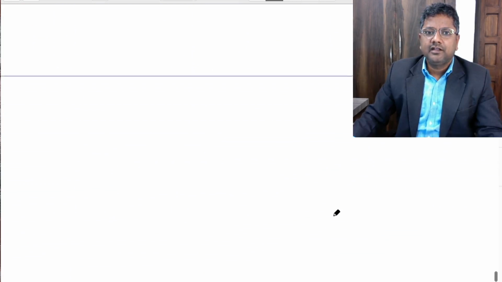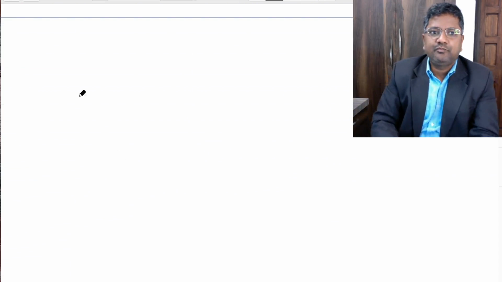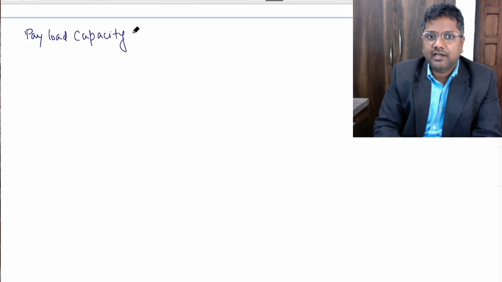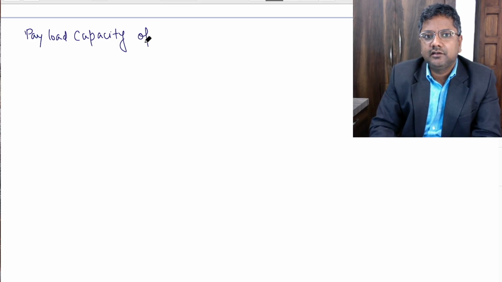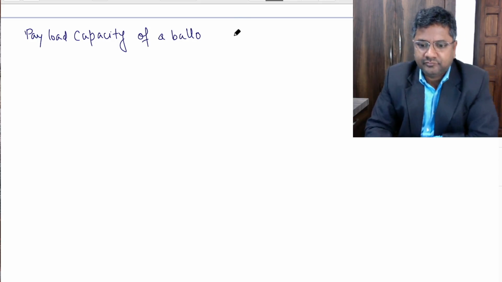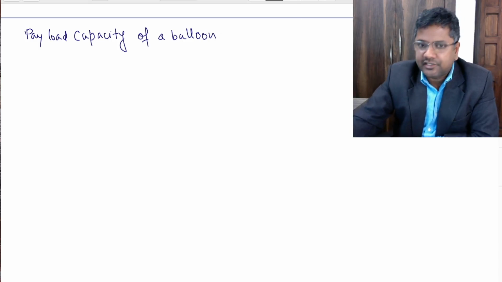Okay, now see, we will develop some concept of payload capacity of a balloon. Payload capacity of a balloon.